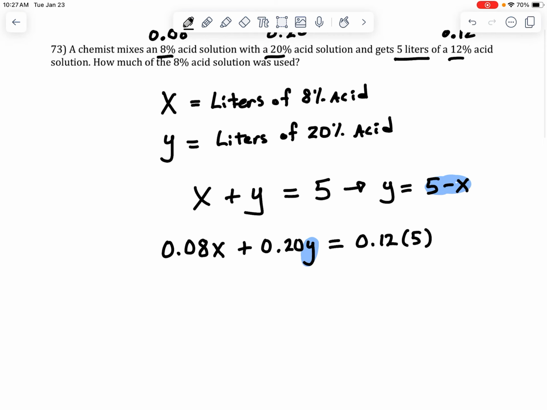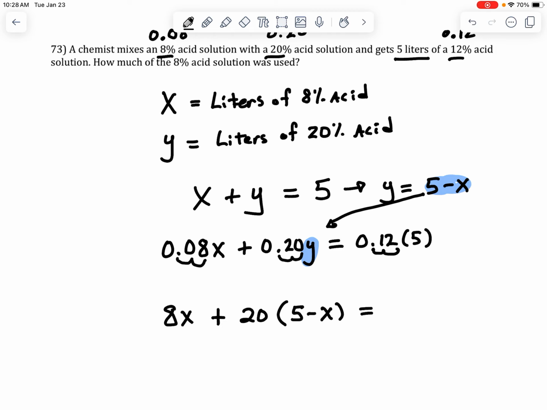So the bottom equation becomes, well, I'm going to do two things at once. I am going to substitute this in, but also I don't want to deal with these decimals, so I'm going to move all of the decimals over by 2, or in other words, multiply both sides of the equation by 100. So this would become 8x plus 20 times y, but then replace y with 5 minus x. And on the right side, 12 times 5 is 60.